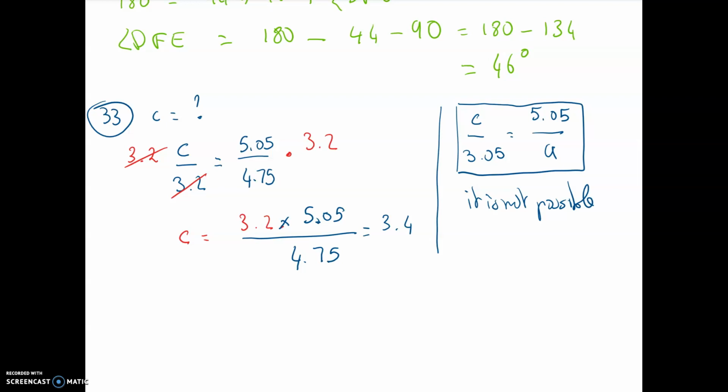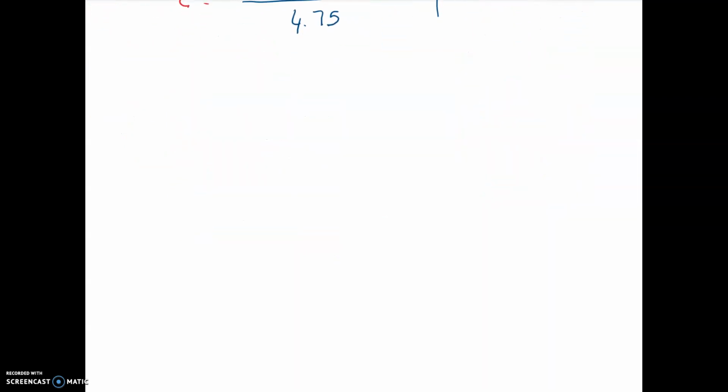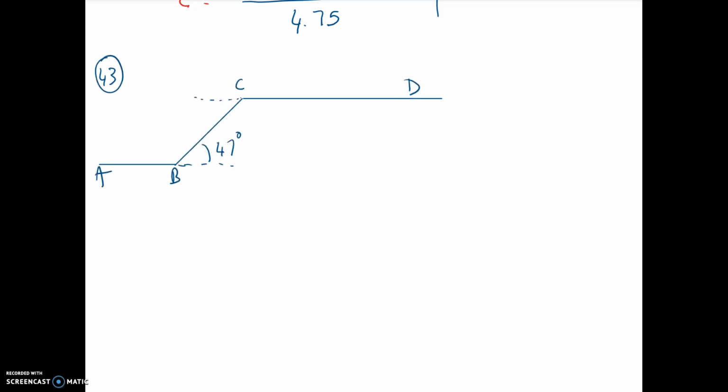And which problem did I decide to give you? Problem number 43. All right, let's move on to problem number 43. On this problem number 43, what do we have? All right, so in this question, problem number 43, the question is to find the angle BCD. So the question is to find this angle right here. All right, so what do we do if I want to find this angle?